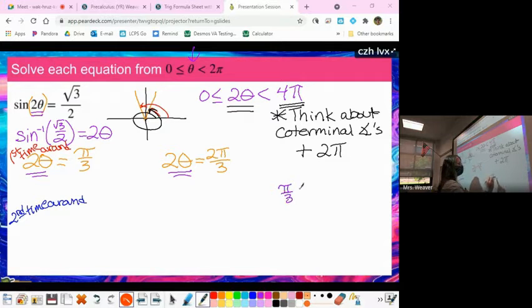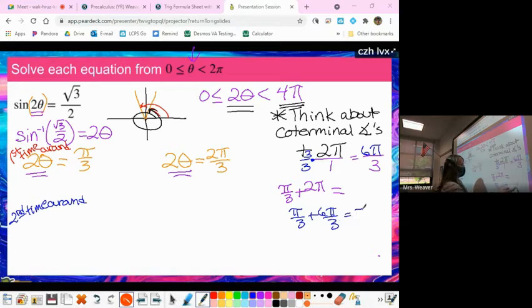If we want to do pi over 3 plus 2 pi, I can do this as scratch work here on the side just to see what pi over 3 plus 2 pi is. First of all, let's see what 2 pi looks like over a common denominator of 3. If I put it over 1, I'd have to multiply it by 3 over 3 to get that common denominator. So that would be 6 pi over 3. Can you guys see that? That 2 pi equals 6 pi over 3? So when I say I want to add 2 pi, that's going to look like pi over 3 plus 6 pi over 3, which equals 7 pi over 3. Okay, so the second time around, 2 theta will equal 7 pi over 3.